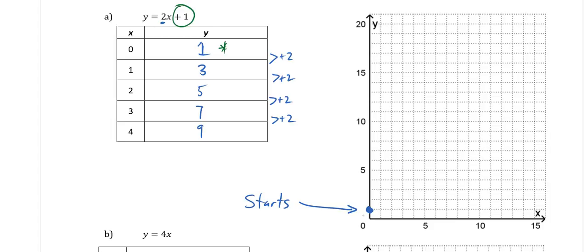And then what am I changing by? I'm going up by 2. So I'm going to go over and up 2. And over and up 2. And over and up 2. And over and up 2. And over and up 2.